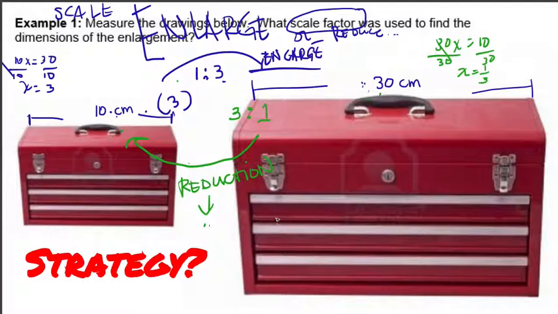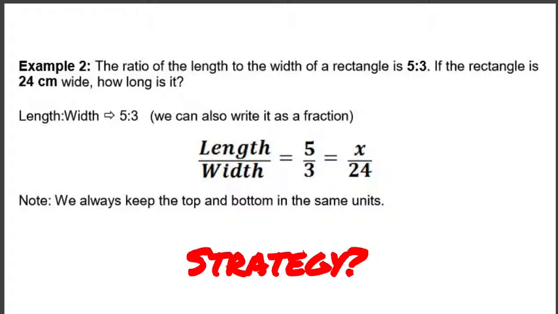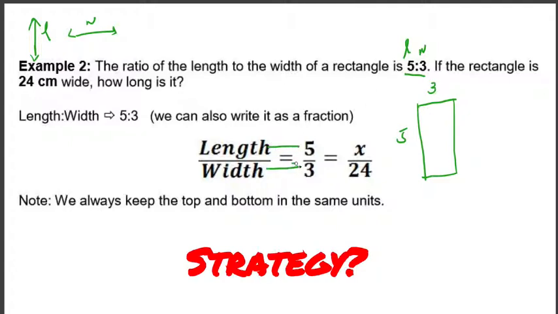So let's go finally to the last slide. The ratio of length to width of a rectangle is 5:3. So remember, length is up and down. Width is left and right. It's the wideness. So when we say the ratio of length to width of a rectangle is 5:3, this is length, this is width. The length is bigger because it's 5, than the width. Length is 5, width is 3.